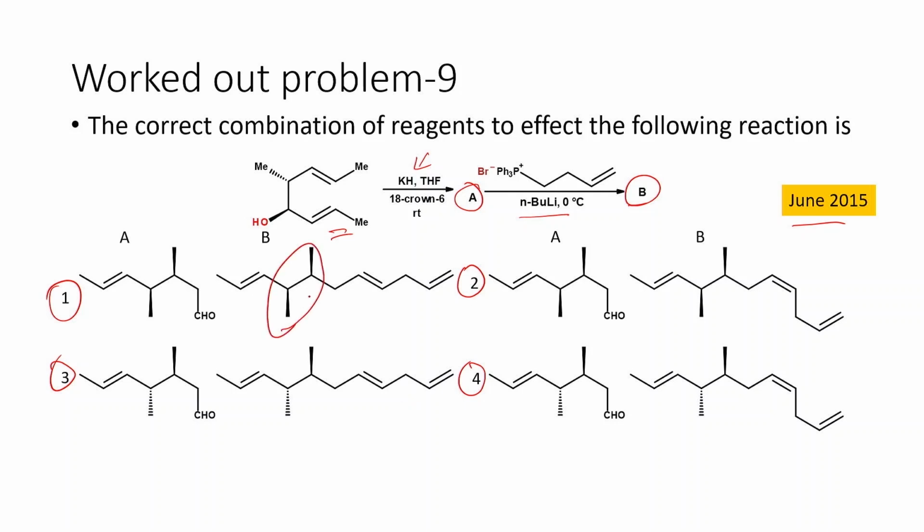In the second intermediate, that is B, the difference is only in the stereochemistry. The product's stereochemistry is changed between option 1 and 2 or option 3 and 4. So this is the stereochemistry of the alkyl groups, and similarly the stereochemistry of the double bond. These are the only things that are changed in this reaction. Now we have to figure out which one is the right combination of A and B.